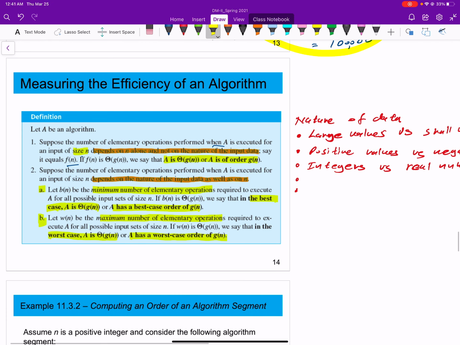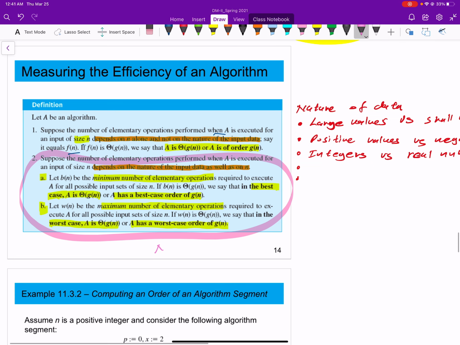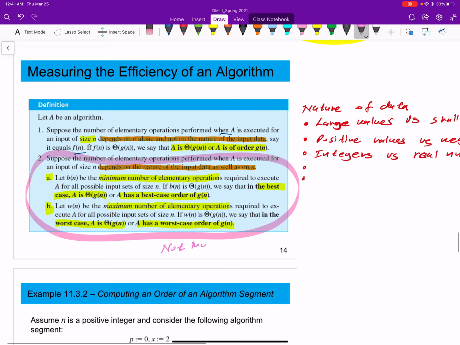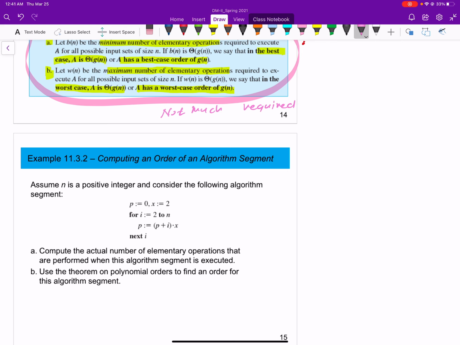Okay, so the thing is, this is not much required for this class. Normally, we do not care about the nature of the data. Let me write, not much required. All right, this is not much required. Let's move to an example so we can understand that very well.